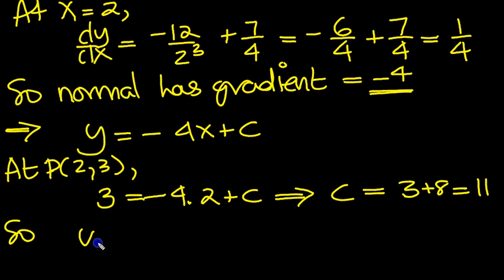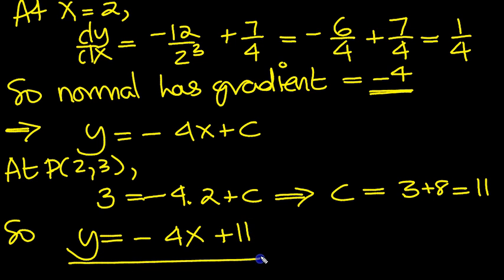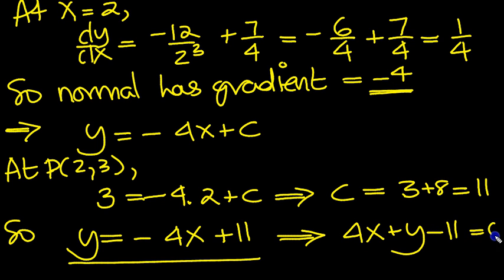So then, what have we got? y equals minus 4x plus c, which is 11. And that's fine for the equation of the normal. Or you could move the 4x over to be with the y, if you prefer it this way, and then leave the y where it is. Move the 11 over to be with them, and you can have it in this alternate form. Either one of these would be correct. Okay then, so that's question 3 done. Great.